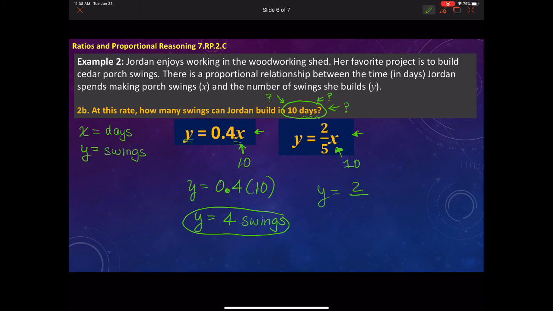So y equals 2/5 times 10 over 1. And then if we cross cancel, the 5 and the 10 turn into 1 and 2. 2 times 2 is 4. 1 times 1 is 1. And 4 over 1 still equals 4. So as you can see, we get 4 swings either way we do it. So that's great confirmation that we're using the same equation, even though they look different. These equations are exactly the same.